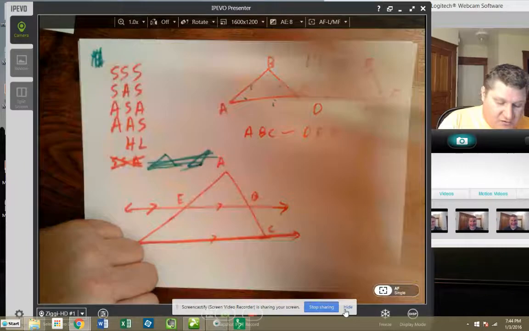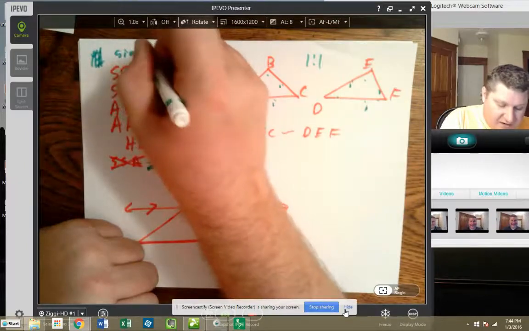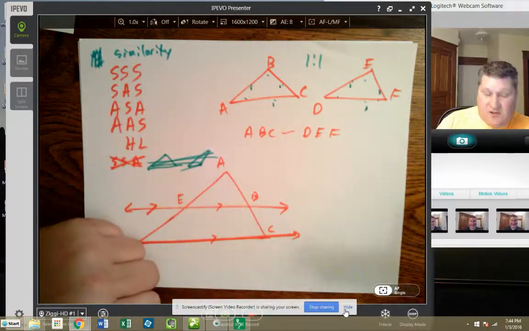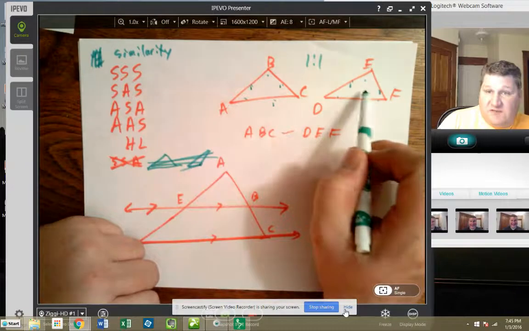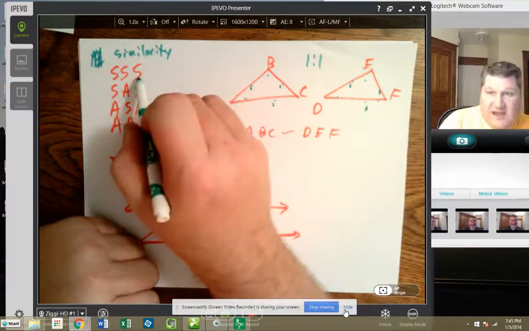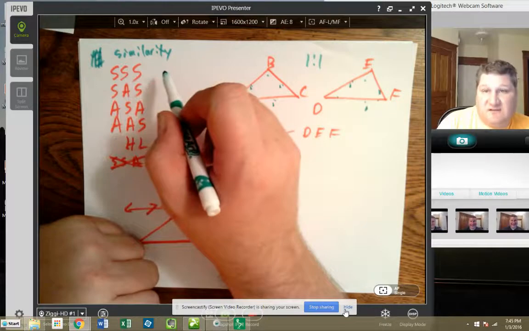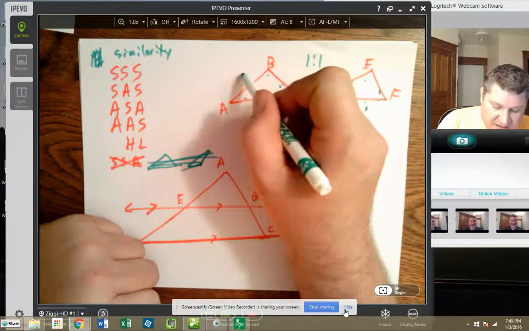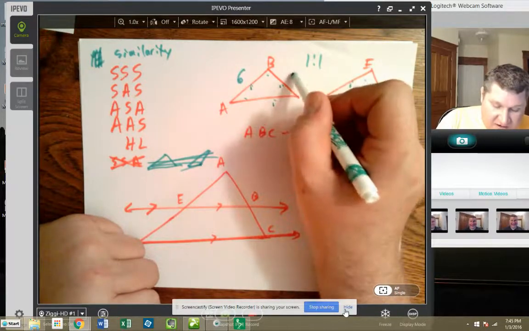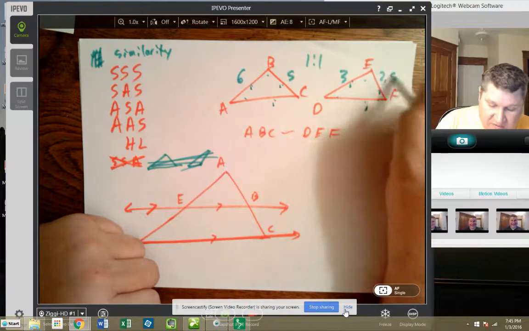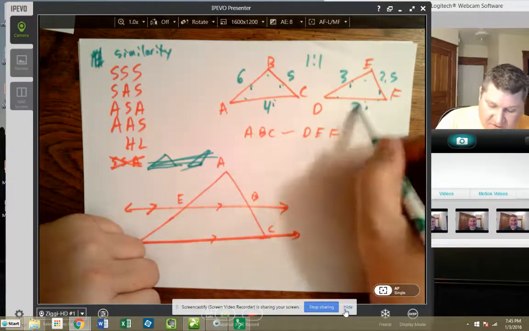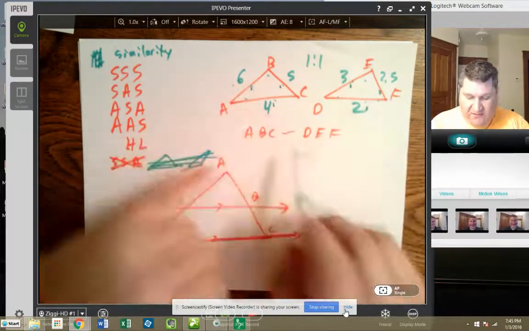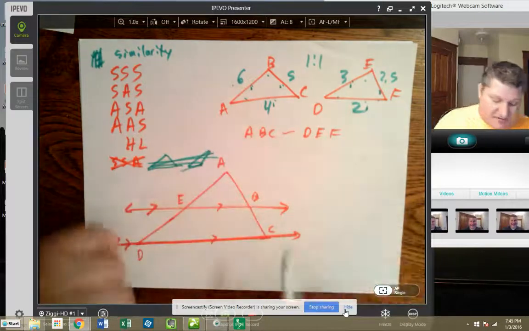Likewise, if instead of congruence, we were talking about similarity, if they're good enough to be congruent, they're also good enough to make them similar. The difference is instead of all angles and all sides being congruent, all the angles have to be congruent and the sides have to be similar or proportional. So if this were indeed a 6 and a 5, if this were a 3 and a 2.5, and if this were a 4 and a 2, these would indeed be similar by side side side, because the ratio of the sides would all be the same.